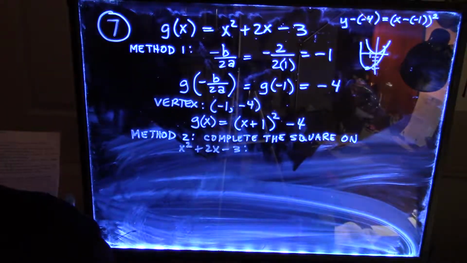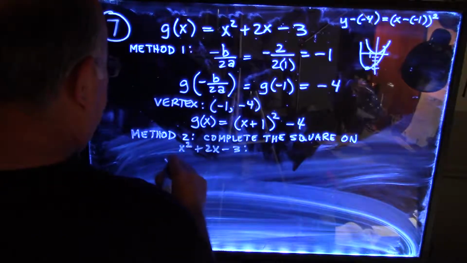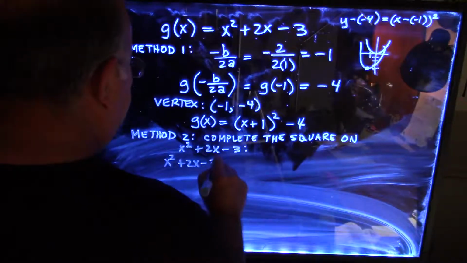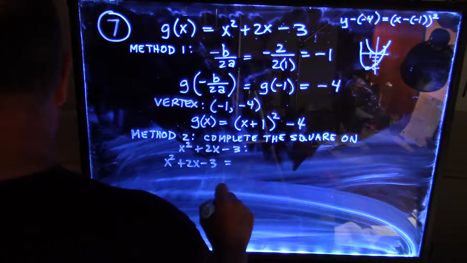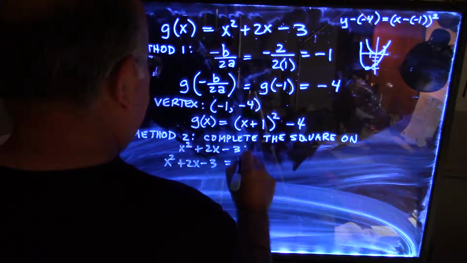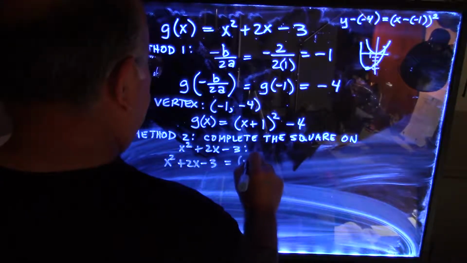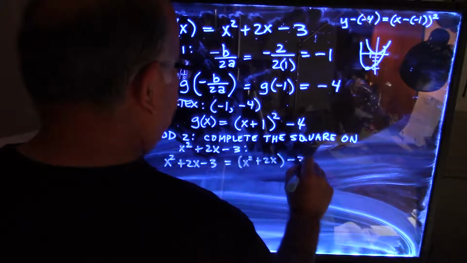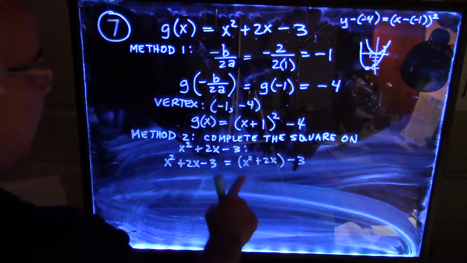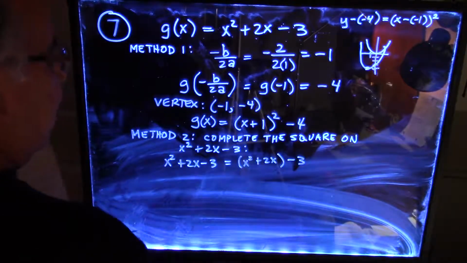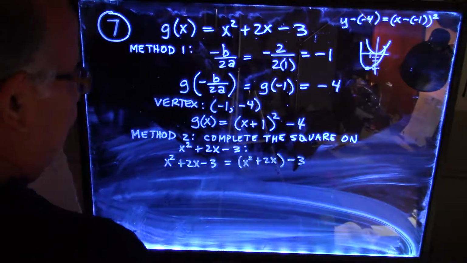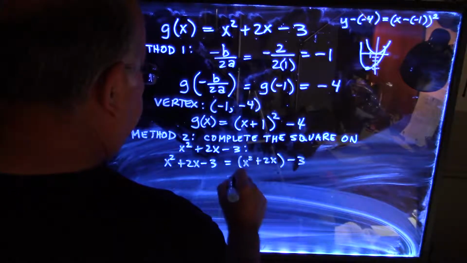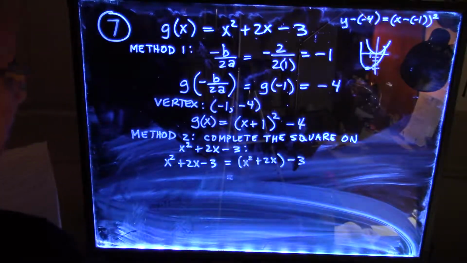All right. So you write x squared plus 2x minus 3, and you group the x squared and the x terms together in parentheses, x squared plus 2x minus 3. All I did was put parentheses around that. That's using the associative principle of addition, if you want to get technical.